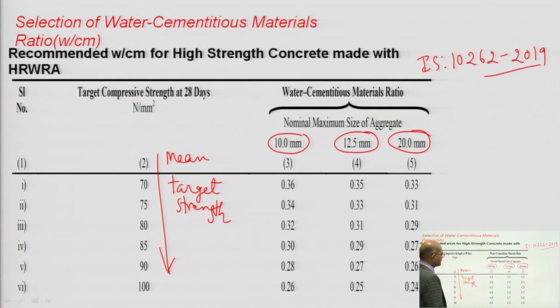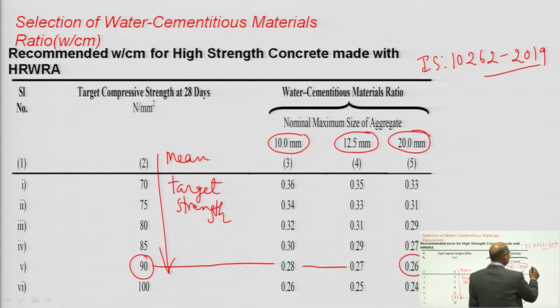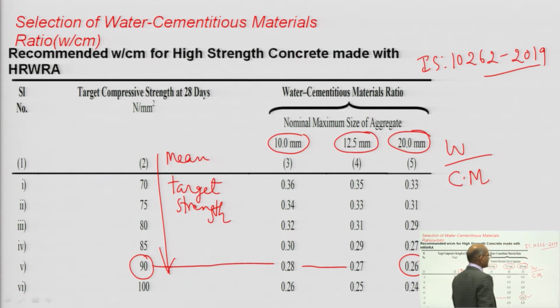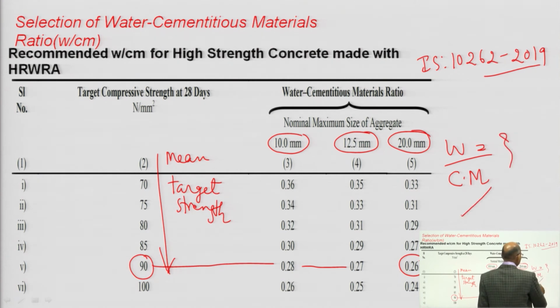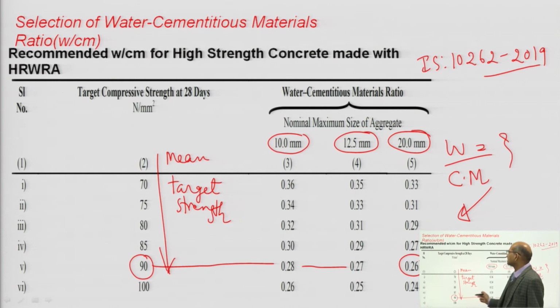Suppose ours is 20 mm and I need a strength of 90. Then you have to use a water cement ratio of 0.26. We have to use a water cementitious material ratio that we have to obtain from this table. This is one of the things given.